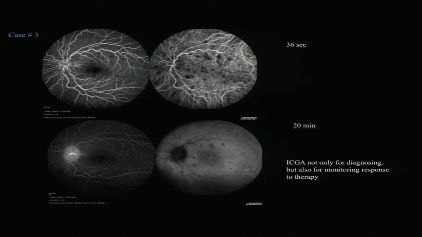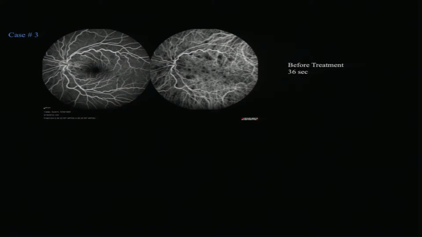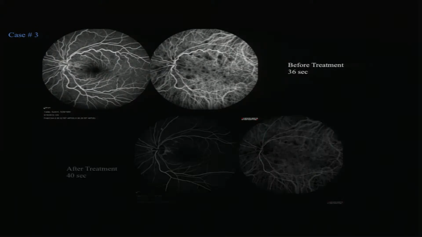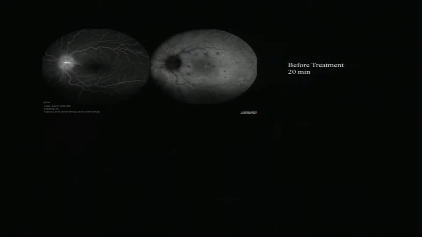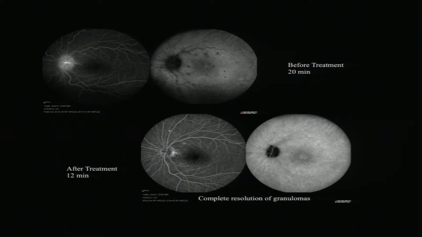So we did follow this patient while on treatment, repeating the ICG. If you now compare the repeat ICG with the old ICG, we see that many of these granulomas have resolved with treatment in the early phase. And if you look at the late phase, not only is the disc hyperfluorescence gone, but all the granulomas on the ICG have resolved with treatment.